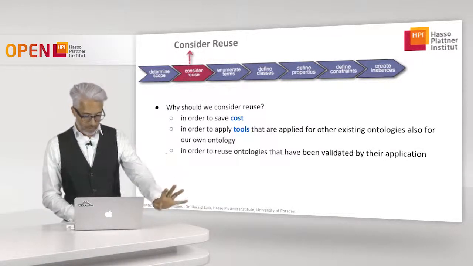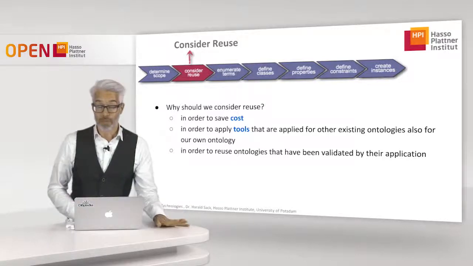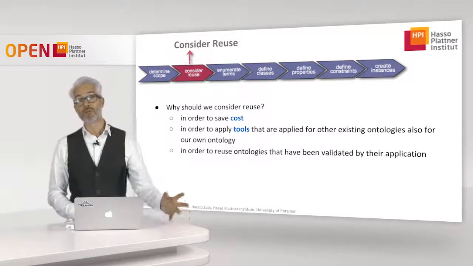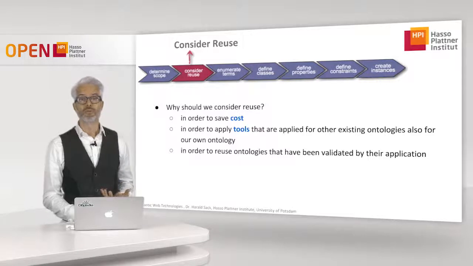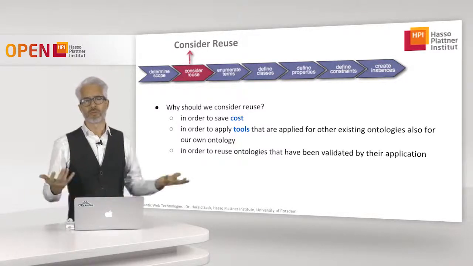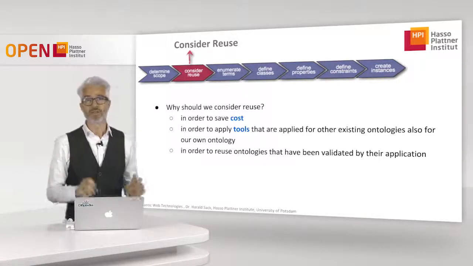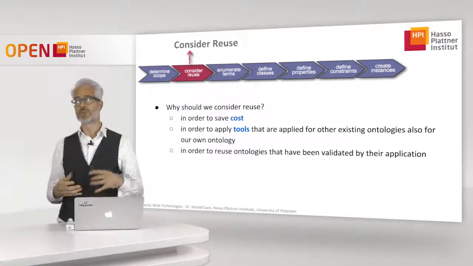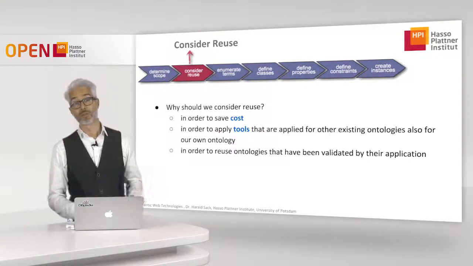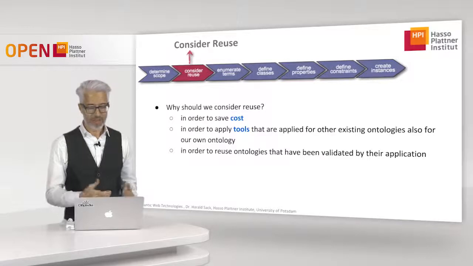So next, when we have considered the scope, then we have to think about possible reuse. Why should we consider reuse? Of course, simply to save costs. Things we can reuse, we do not have to develop again. So we do not have to reinvent the wheel again.